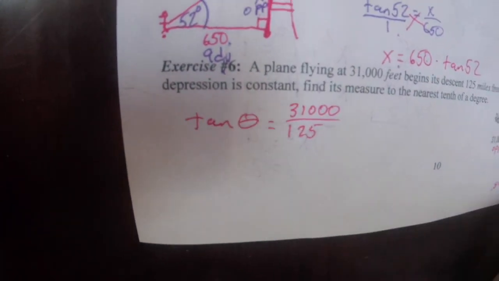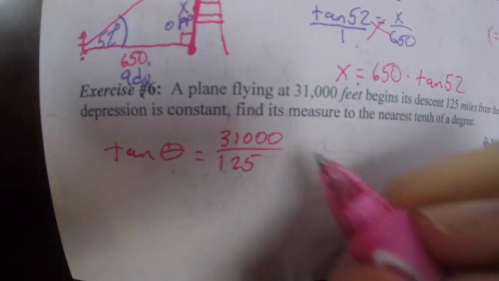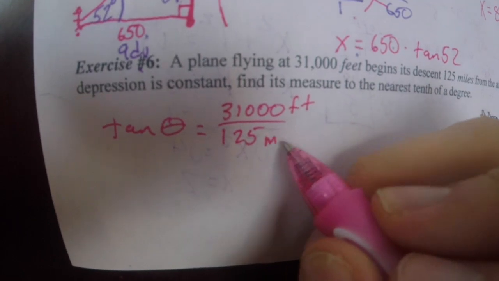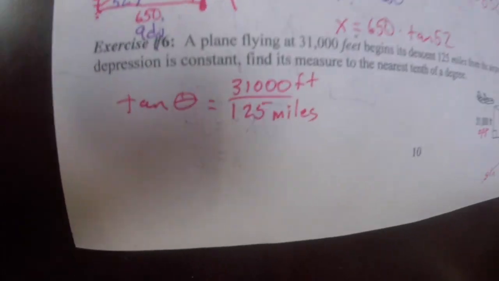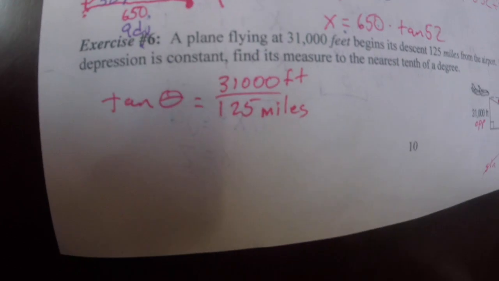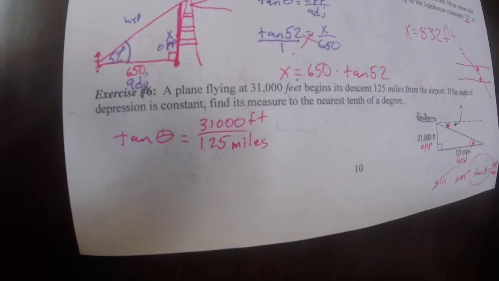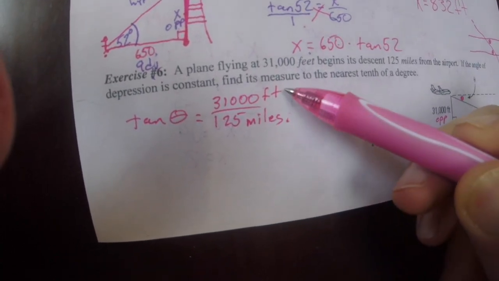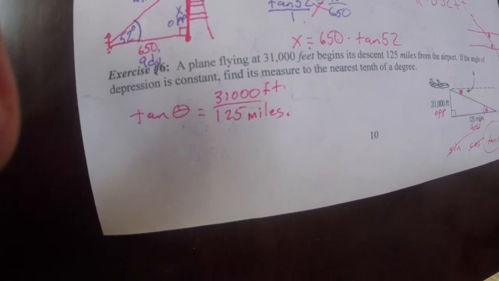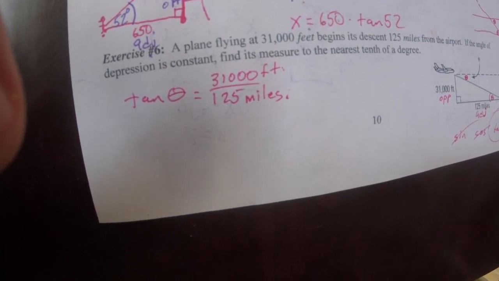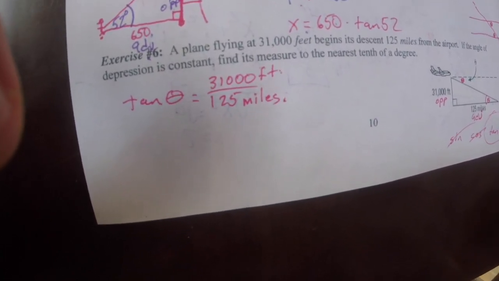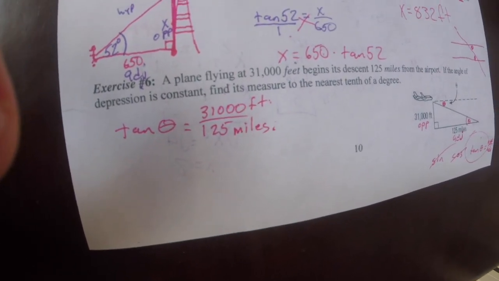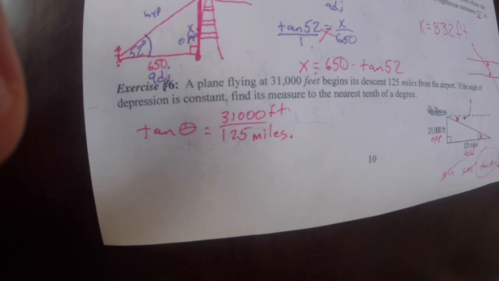I just caught something that's really annoying. This is 31,000 feet. Down here, this is 125 miles. I can't really divide these until I get them to be the same exact unit. I either have to convert miles to feet, or convert feet to miles. And in order to do that, I need to know how many feet are in a mile. That's kind of annoying, and it's something that the Regents uses to trip you up a little bit, but it's really not that bad of a calculation.